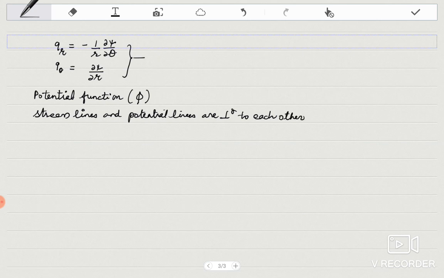This is a very simple proof, and you can see this in any book or on the internet, how the streamlines and potential lines are perpendicular to each other. Now we would introduce the potential function. First of all, we will introduce the potential function, and to introduce it we will use the theory of irrotational flows.